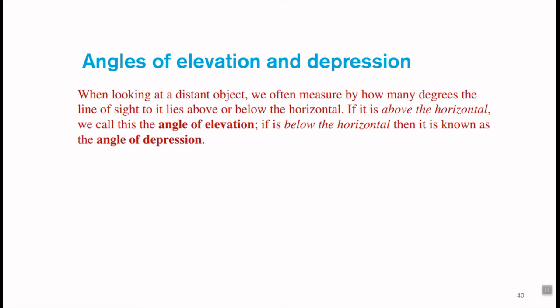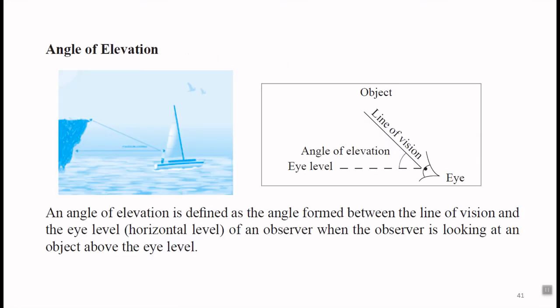Angles of elevation and depression. We need to understand this theory part. An angle above the horizontal line we call the angle of elevation. An angle below the horizontal line we call the angle of depression. We will try to learn this with an example, with a diagram.